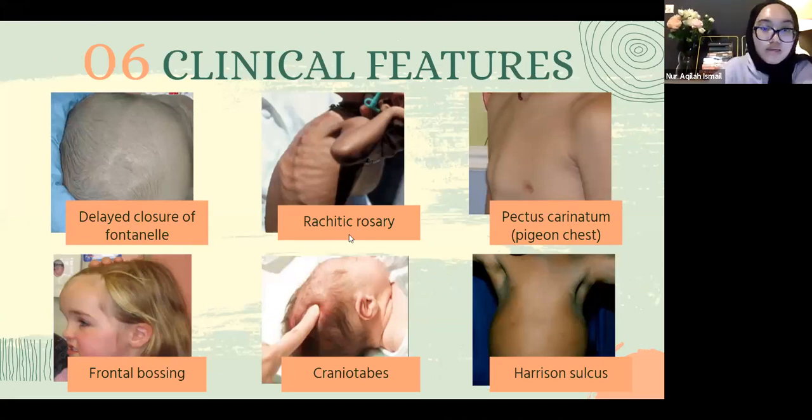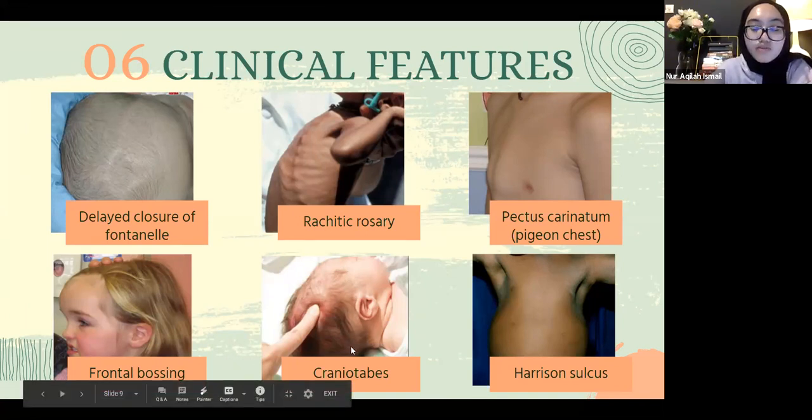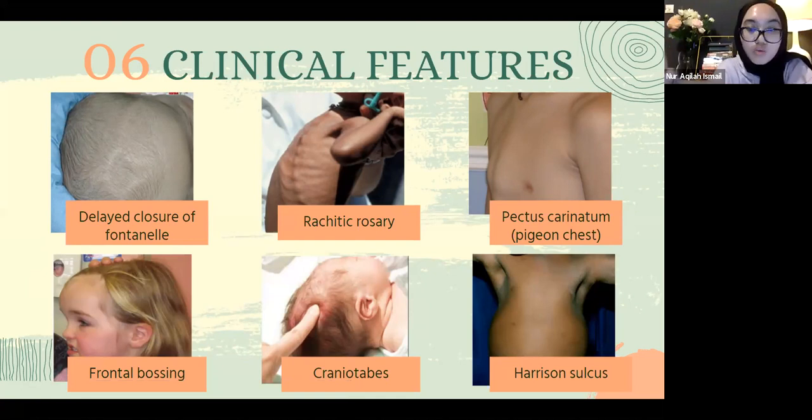So the patient can present with delayed closure of the fontanelle, rachitic rosary, which is the enlargement of the costochondral junction, and you can see visible beadings at the anterolateral aspect of the chest, and pectus carinatum or pigeon chest, frontal bossing, craniotabes. Craniotabes is a soft skull bone, and Harrison sulcus. Harrison sulcus is because of the softening of the lower ribs, then there will be an inward pull by the diaphragmatic attachment.